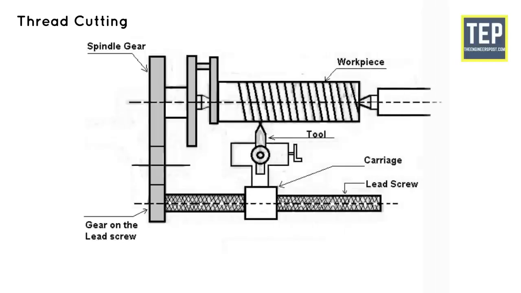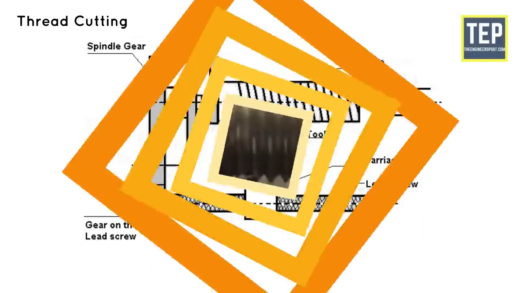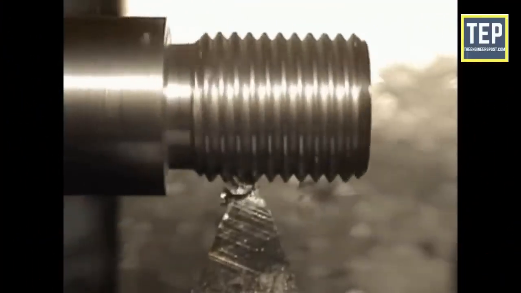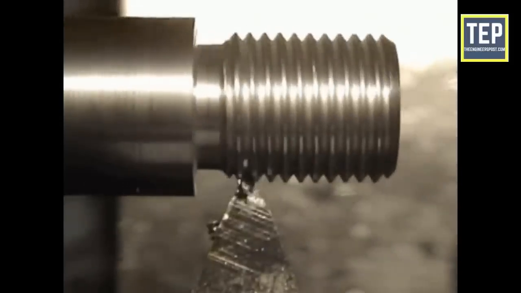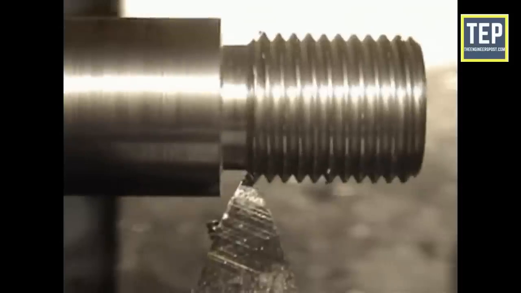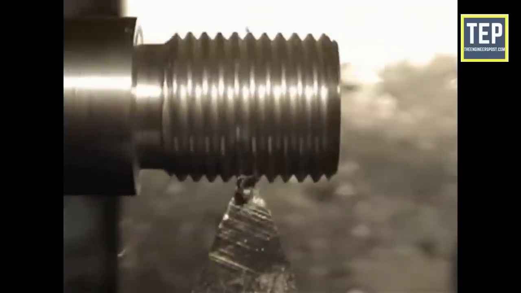Thread cutting. Thread cutting is an important operation in the lathe to obtain continuous, helical grooves, or threads. When the threads are formed on the outer surface of the workpiece, it is called external thread cutting. When the threads are formed on the inner surface of the workpiece, it is called internal thread cutting. The workpiece is rotating between the live center and dead center of the lathe.